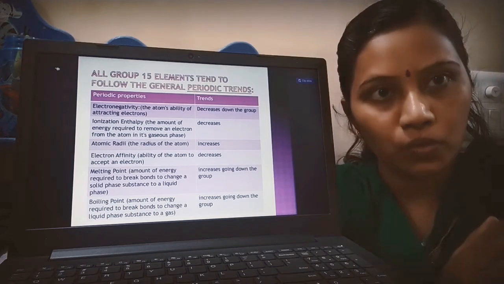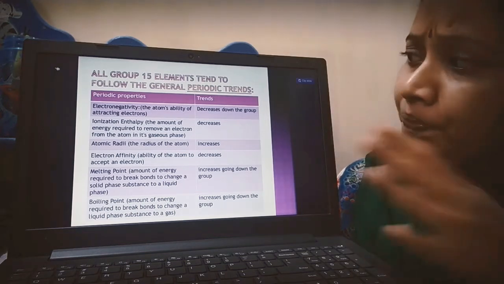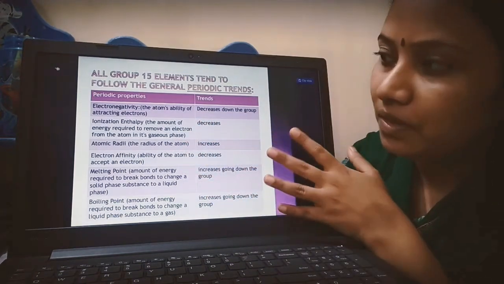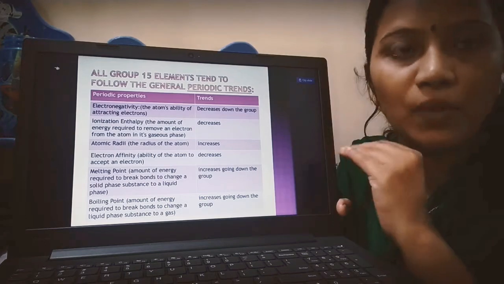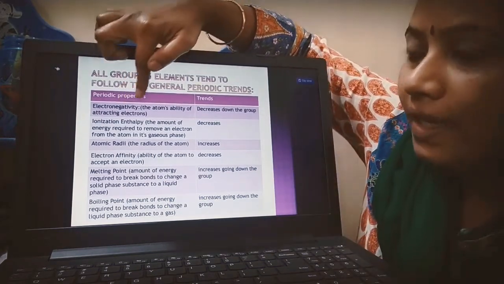As we move down the group, what happens to each of the definitions we are going to see now? Very detailed and very compact definitions. Just remember the flowchart, and easily one topic is cleared. Now the first topic is electronegativity.